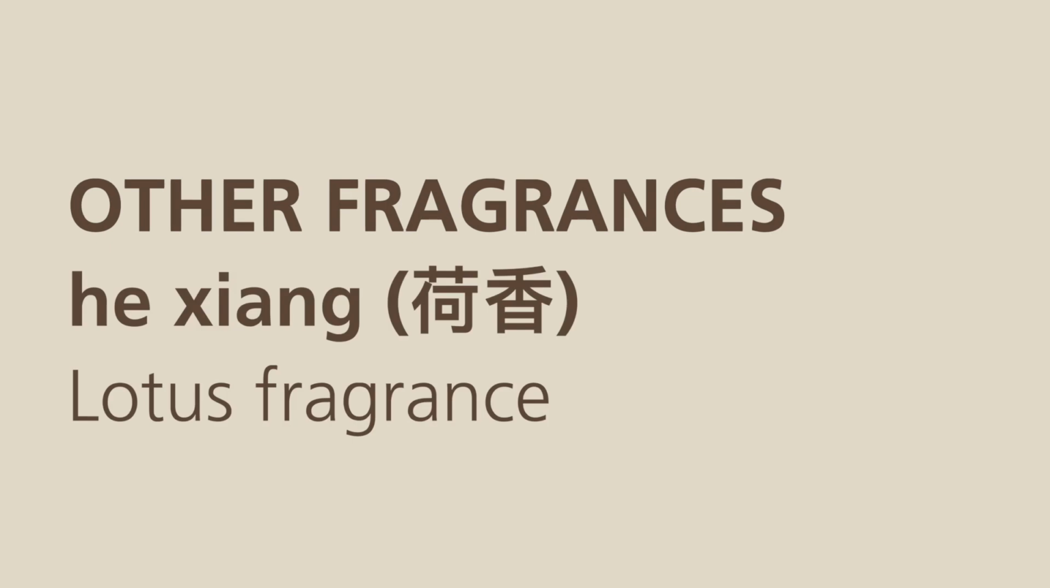Okay, with that out of the way, the final thing I'm going to do today is leave you with a list of other fragrances that might be found in pu'er tea. The first one is Hei Cha, which is lotus fragrance, and is usually divided into two kinds. There's lotus flower fragrance, which is Hei Hua Xiang, and lotus leaf fragrance, Hei Ye Xiang.